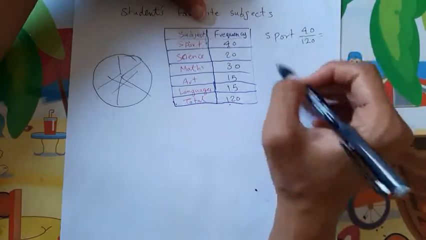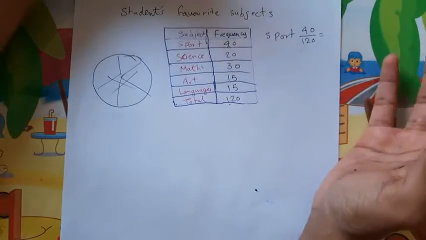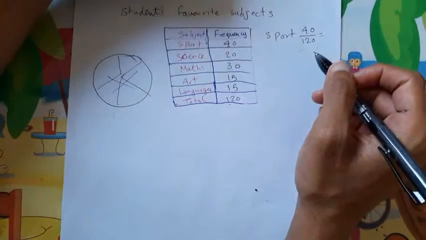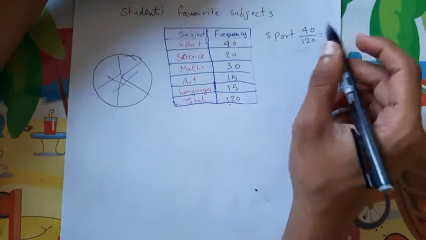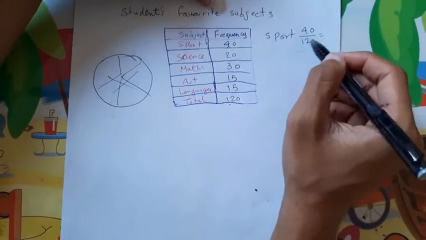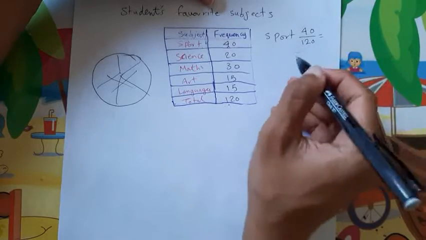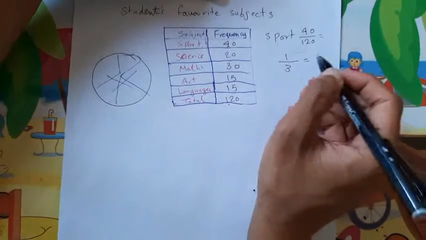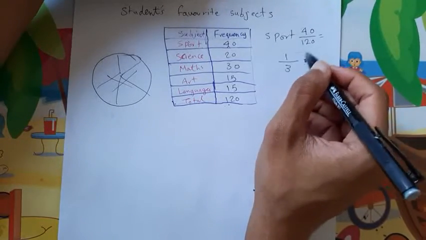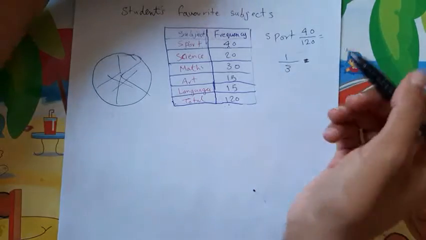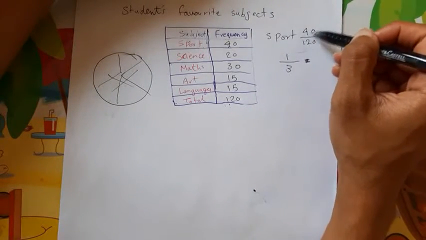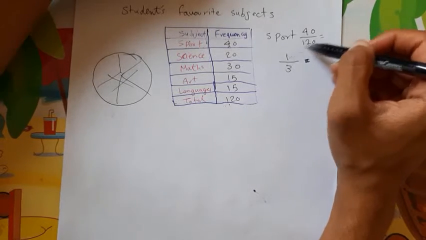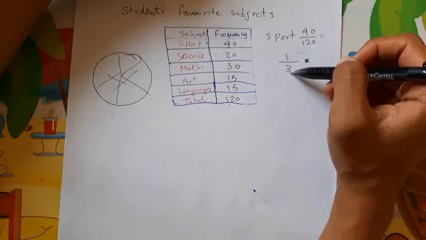So I'm going to put this fraction in its simplest form. If you remember, we already studied this in grade 6. So the simplest form for 40 out of 120 is what? 1 out of 3. Okay, how did we come up with this answer? Just divide the numerator and denominator by 40. 40 divided by 40 is 1. 120 divided by 40 is 3.